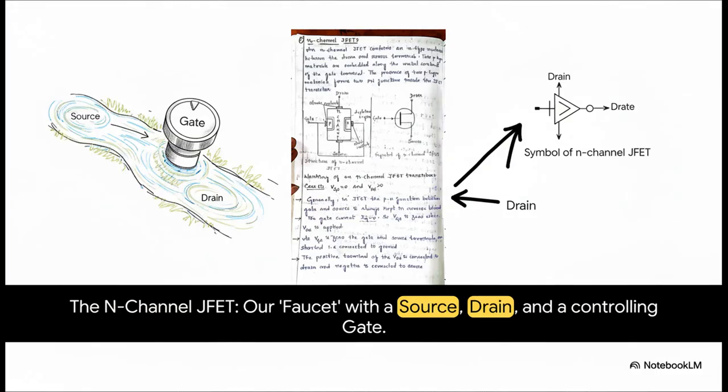So this is what it looks like on the inside. You've got 3 terminals, 3 connections. You've got the source, that's where our river of electrons begins. You've got the drain, that's where the electrons exit. And then you have the gate. The gate is the key to everything. It is the handle on our electronic faucet.